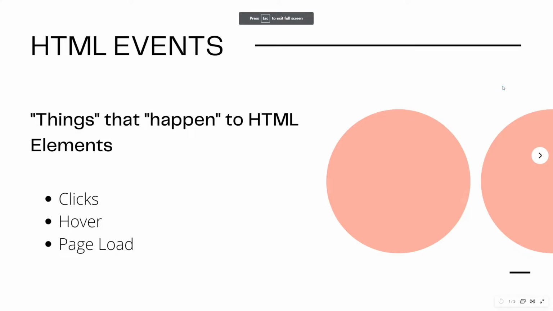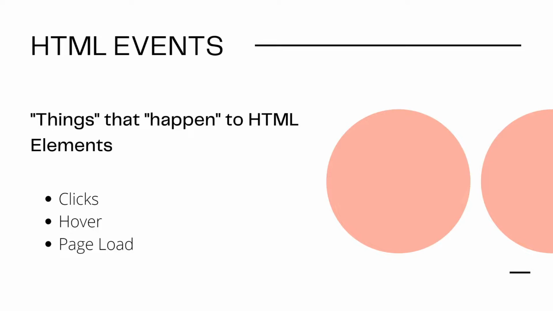Hey y'all, so today I want to talk about HTML events and how they work inside Vue.js. I'm going to cover HTML events in case you're not familiar with them, as well as how to handle them within Vue, and then also some examples of how you can use them more practically in your application. So starting off, what are HTML events?